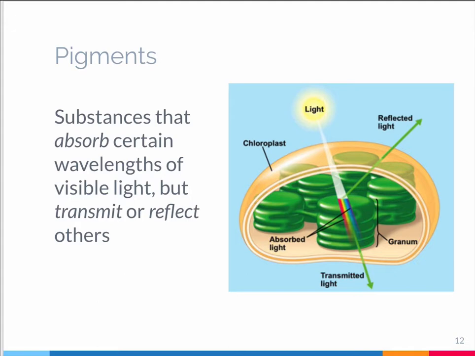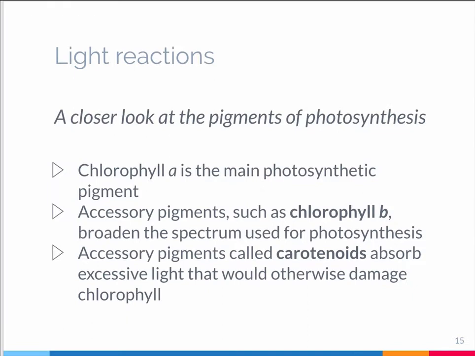Let's take a closer look at those pigments. I'm going to jump down here to the light reactions. So chlorophyll A is the main photosynthetic pigment, but there are what we call accessory pigments that help in photosynthesis. These would include chlorophyll B and the carotenoids.